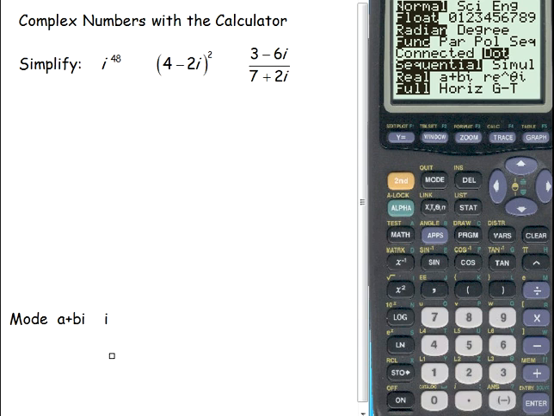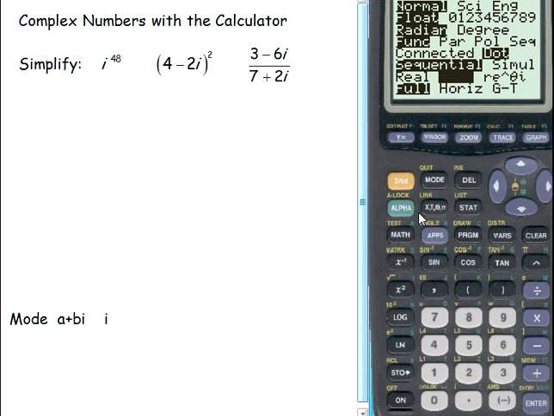I've written this down at the bottom of the page, and then go down to real, and you can see that next to real is the normal mode where you're using real numbers, which is A plus BI. We're going to move over to A plus BI and hit enter. And now when we work with problems, we can enter complex numbers and we can also get them as answers. So let's do a problem.